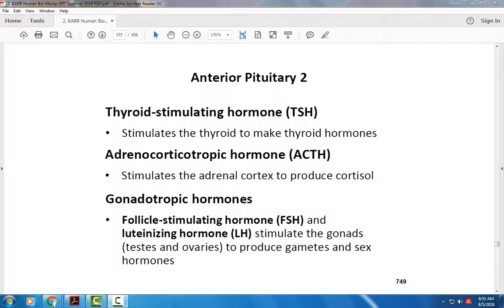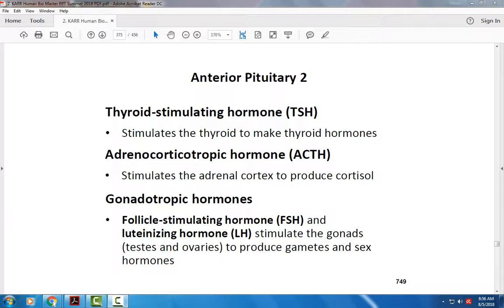So the anterior pituitary releases thyroid stimulating hormone. When this hormone, TSH, enters the blood, it binds to receptors on the thyroid and tells that thyroid to start making its hormones, which it's going to secrete to the bloodstream. So the only organ with receptors for TSH is going to be the thyroid, to make the thyroid hormones that will be distributed throughout the rest of the body.